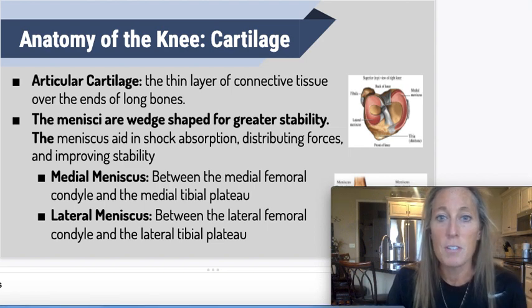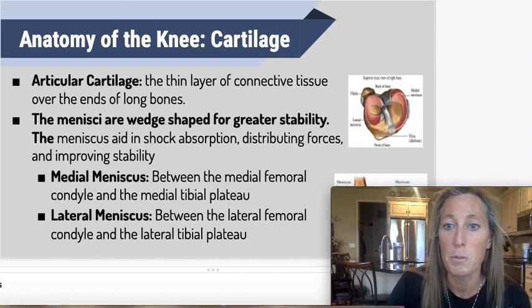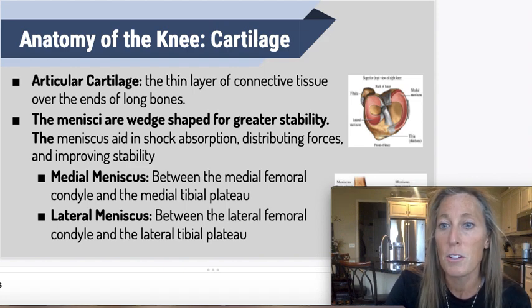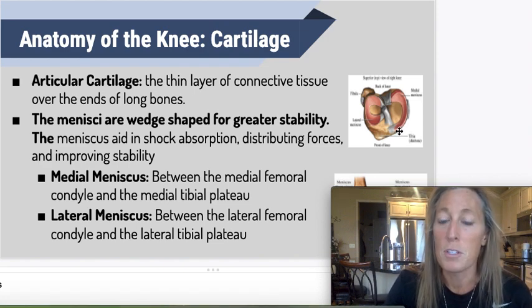The next part is articular cartilage. Articular cartilage is a thin layer of connective tissue that covers the ends of all of our long bones. We have articular cartilage on our femur, and then this is a picture of the tibial plateau where there's articular cartilage. In addition to articular cartilage, one type is the meniscus.